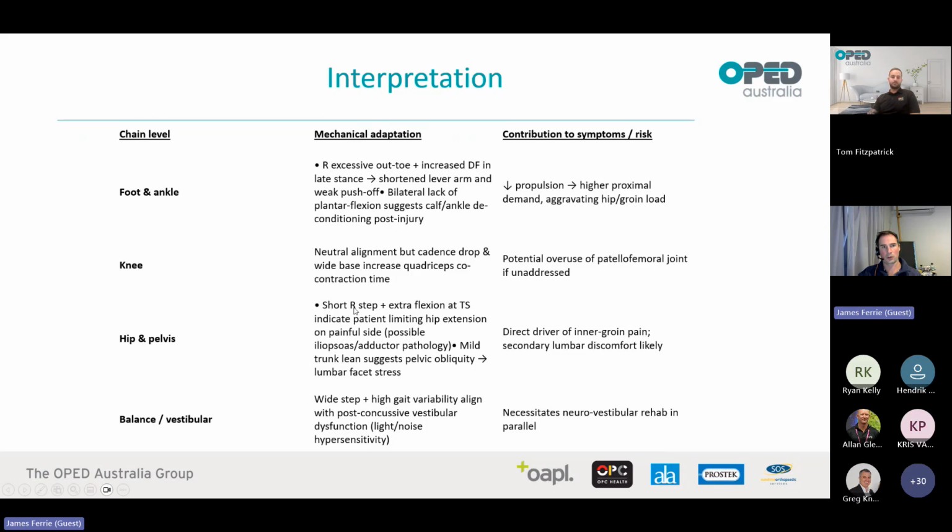Hip and pelvis, we've got sort of a short step. We've got extra flexion through the thoracic spine, indicating again probably he's limiting that hip flexion. His main thing was a lot of iliopsoas and abductor tightness and pain. That was really contributing to his hip issues. We got some mild trunk lean as well, again suggesting that sort of poor lumbar pelvic stability. And again, that's going to cause additional stress through some of those lumbar facet joints. So we get some of these secondary drivers of pain as well.